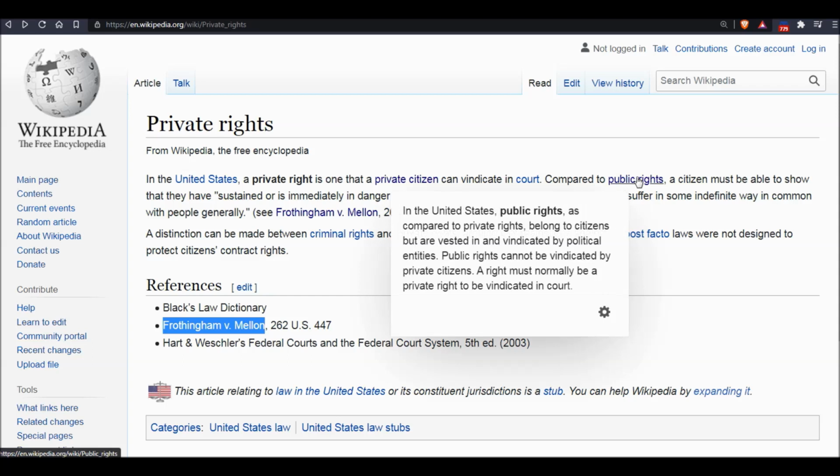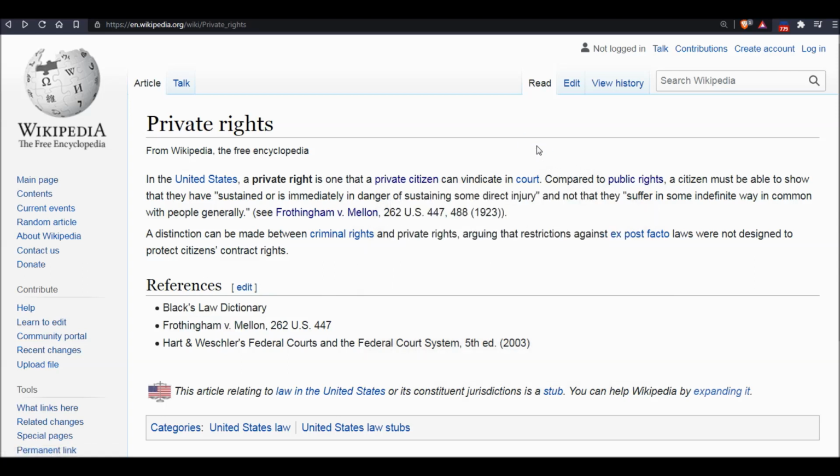What is a public right? Public rights, as compared to private rights, belong to citizens but are vested in and vindicated by political entities. Public rights cannot be vindicated by private citizens. A right must normally be a private right to be vindicated in court. Meaning, in order for you to state a claim to which relief can be granted, it must be a private right. Meaning, laws created to hold public officials, to regulate public officials' activities, do not apply to you.